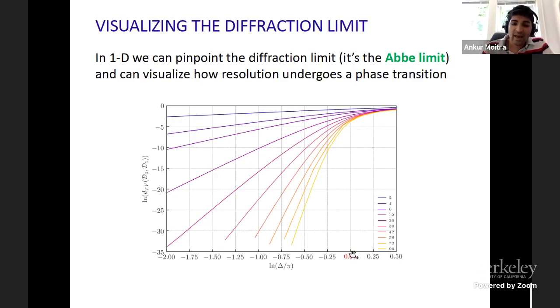And right here along the x-axis, I'm going to normalize things so that the Abbe diffraction limit happens right at 0, because I'm taking the natural log of the separation divided by pi, and I've set sigma to be equal to 1. And you can see what happens with the diffraction limit because it's actually something visual.